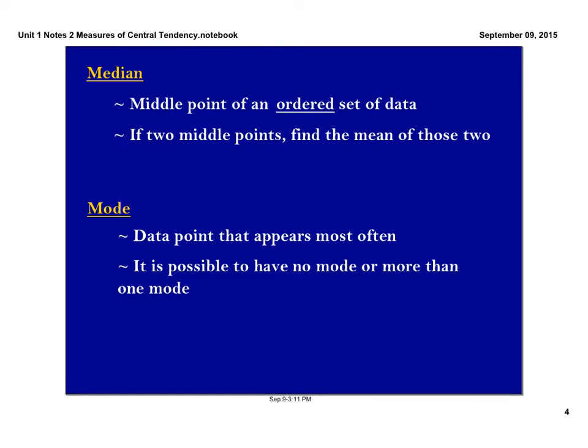Some other measures of central tendency that we look at are median and mode. These are two that you're probably familiar with. Median is the middle point of an ordered data set. I like to think of this as, what's the median of a highway?